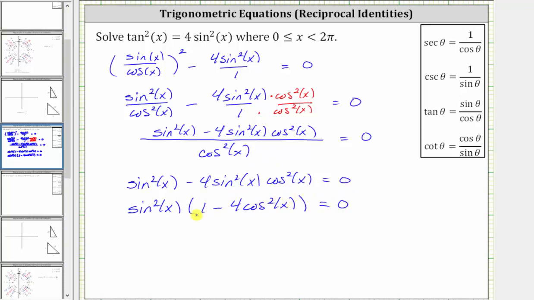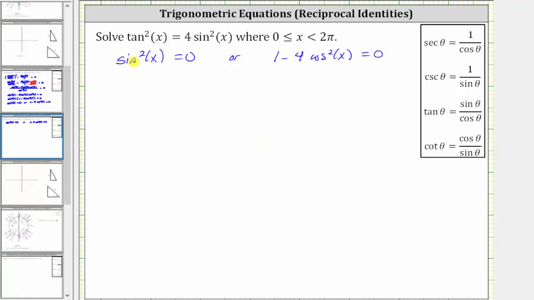From here, notice how we have two factors, and therefore the product on the left is equal to 0 when sine squared x is equal to 0, or 1 minus 4 cosine squared x is equal to 0. Let's continue on the next slide.